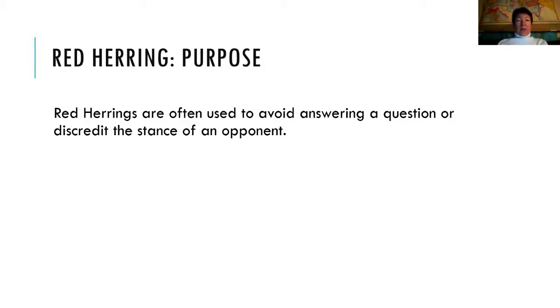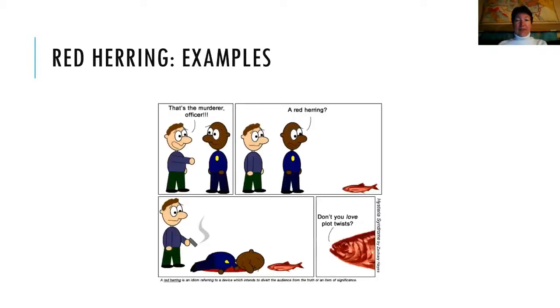One more time, the purpose of red herring is to avoid answering a question or to discredit the stance of the opponent, basically to divert the attention from the real issue. Here's an example. Oh, that's the murderer, officer. Oh, the murderer is the red herring. Bang, the officer is dead. Don't you love plot twists? It's kind of a sick example, but okay, that's what I found.